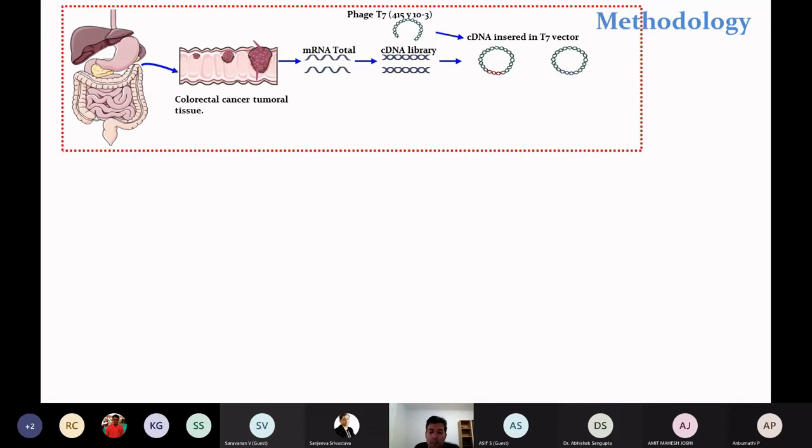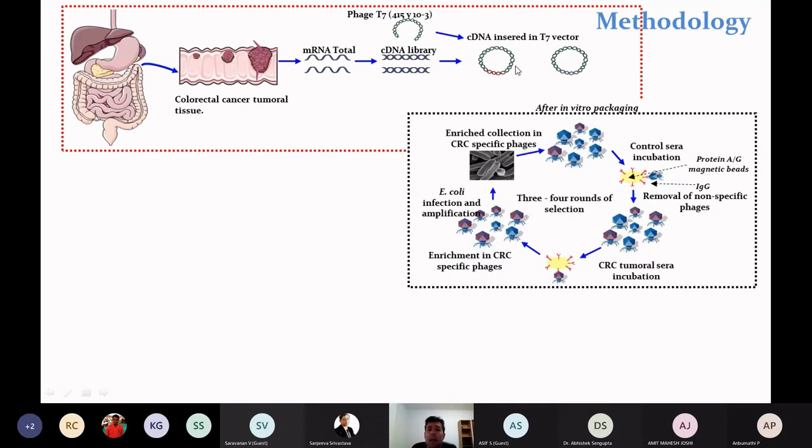First, depending on our disease, in this case colorectal cancer, we isolate the tumor. From the tumor, we isolate the total mRNA and clone the cDNA to obtain a cDNA library that is inserted in the T7 vector, that is, the genome of the T7 phage. And after in vitro packaging, the phages display on their surface specific peptides or proteins of the tumor that carry all of the alterations produced in the tumor: mutations, aberrations, frameshifts, etc.